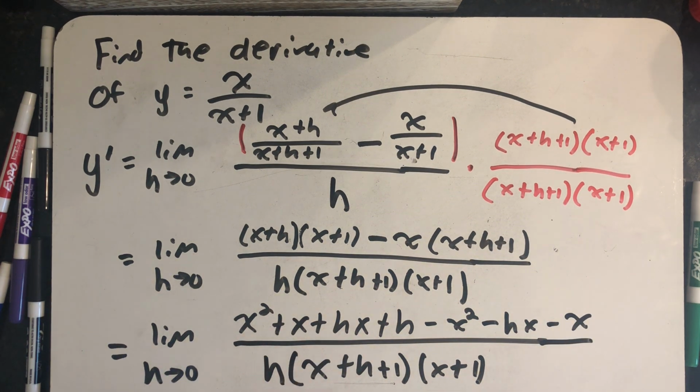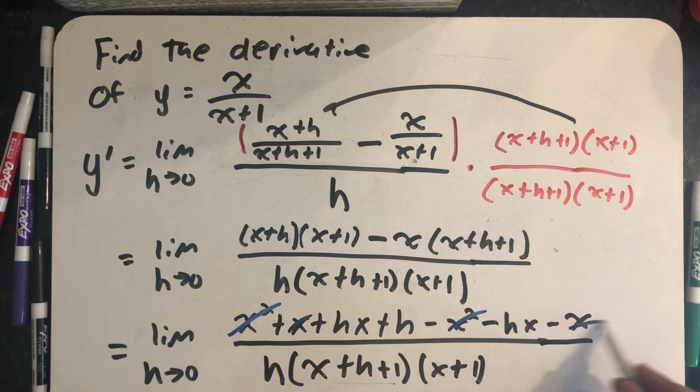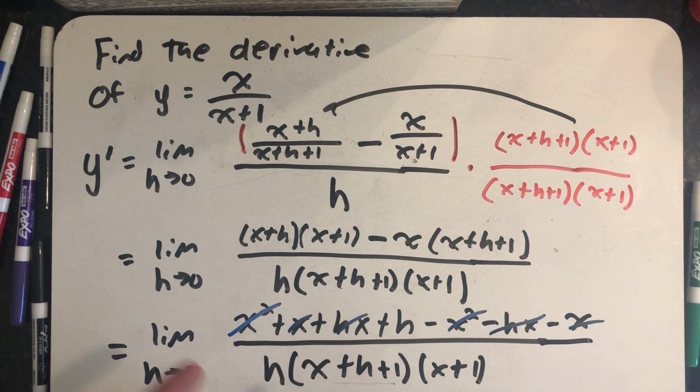So I have some like terms on the top I can cancel. The x squareds go away. The x's go away. And even this hx goes away. And the only thing that's left standing on the top is that h. Well, that's a good thing, because that's the one I'm going to get to cancel. So I'm going to write that on the next board, and we'll finish off finding this derivative.